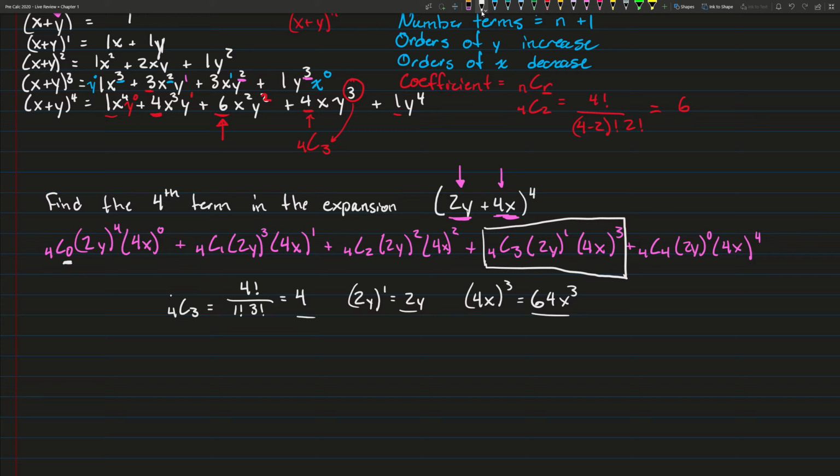Right, so our fourth term in this expansion is 4 times 2y times 64x cubed. So 4 times 2 times 64, that's 512. y, that's just y, and then x cubed. So then this is our fourth term.